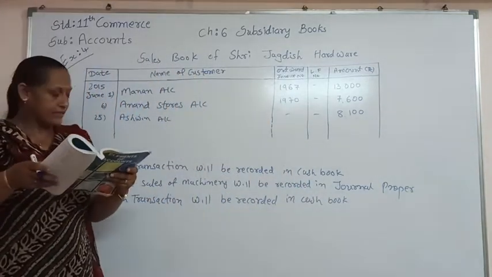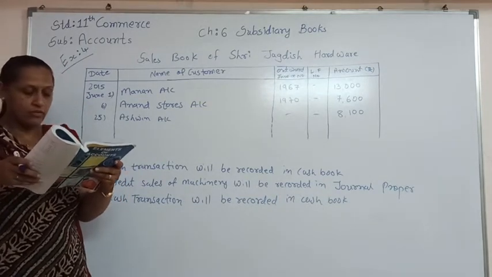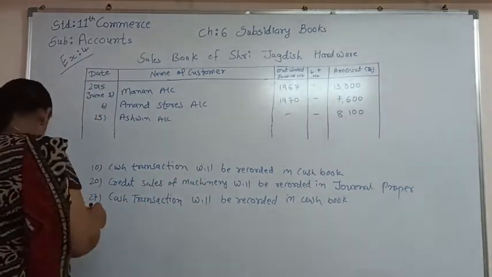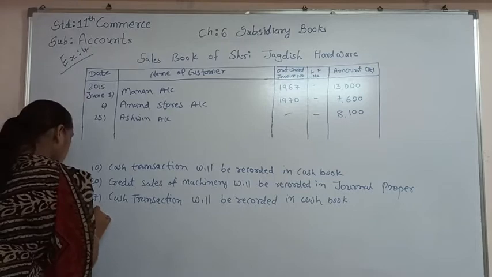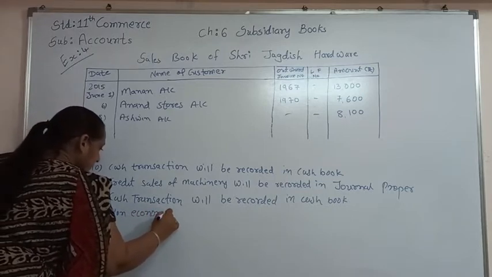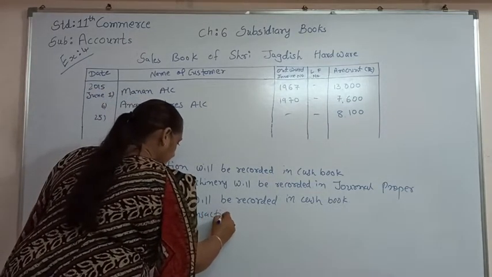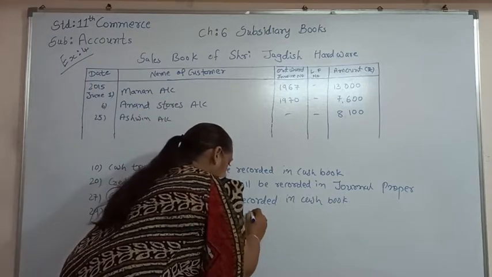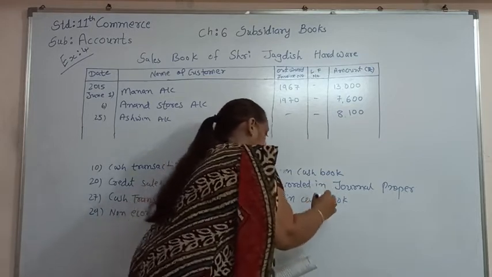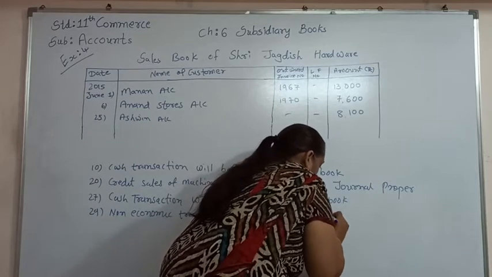Now let's see the 29th. Mohit placed an order for supply of goods. So that is a non-economic transaction, and non-economic transaction will not be recorded in the books of account.